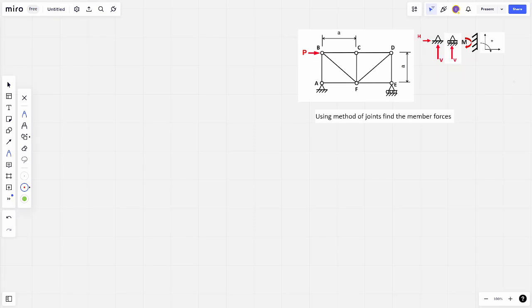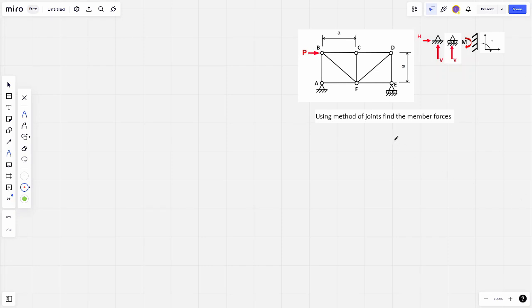It's a Somatutor, and in this session we're going to be looking at how to use the method of joints to find member forces. So in this example we've got a rigid truss with two supports, a pin support at point A and a roller support at point E. We've also got one external force of magnitude P, and that's located at node B.